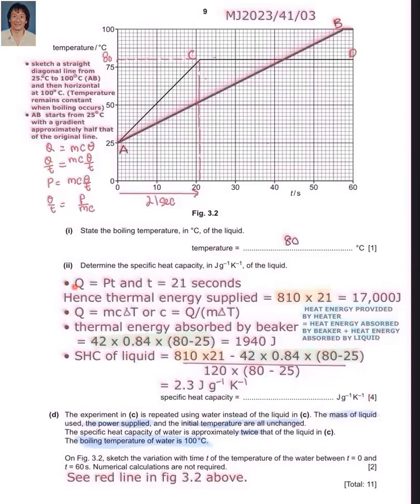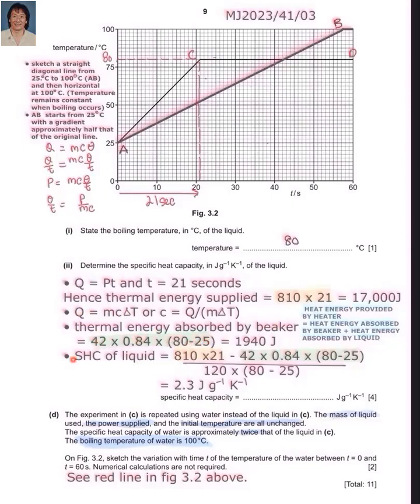One of the marks is to use Q equals PT, the energy provided by the heater. Then after that, we will use the formula Q equals MC delta T, where M is the mass of the substance, C is the specific heat capacity of the substance, and delta T is the temperature change. Then the thermal energy absorbed by the beaker will be equal to the mass of the beaker times the specific heat capacity of the beaker times the temperature change of the beaker.